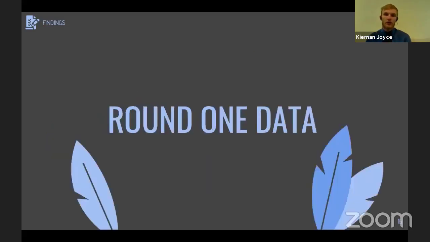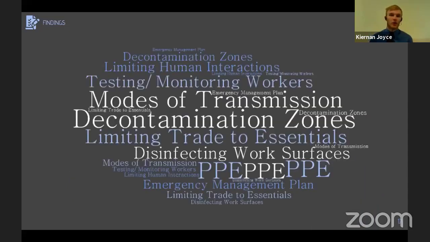Now, getting into each round, in round one, we asked what measures do free trade regions need to include in their free trade agreements to minimize the spread of disease without substantially impacting economic trade during a time of outbreak, epidemic, or pandemic. Some of the most common responses are shown, which include PPE, decontamination zones, limiting free trade of essentials, and modes of transmission. Other outlier data not included in this cloud include emergency management plans, provide information for workers, and triaging.